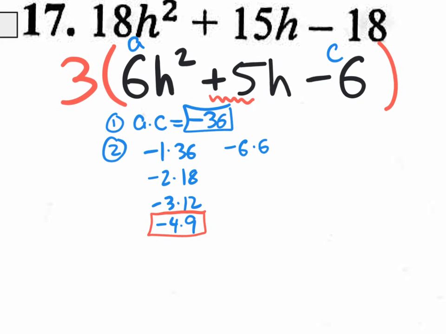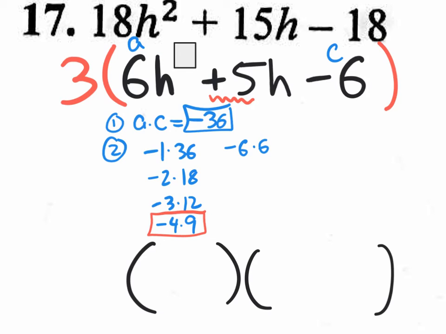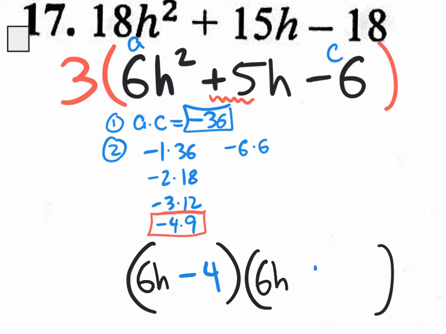So now we know that we're going to be using those two numbers to plug into our answer format. And our answer format will have, again, the first term up there, 6h. Ignore the 2. You're going to plug in a 6h in both the first and second parentheses. So let's put a 6h right here and a 6h right there. And then from there, we take the pair of numbers from step 2 and plug them in. And we're almost done. All we need to do is reduce each binomial by the GCF.